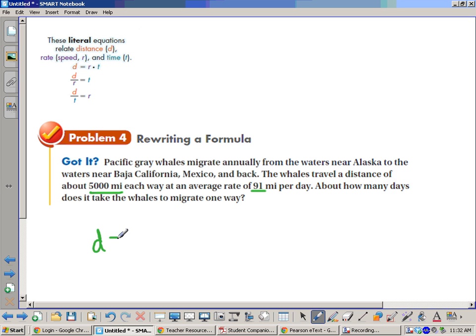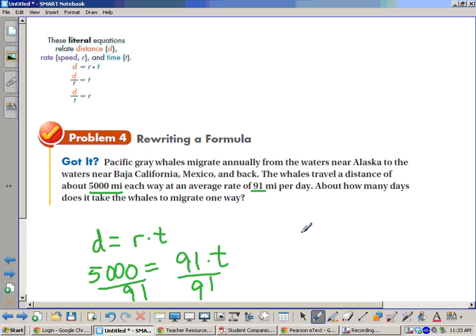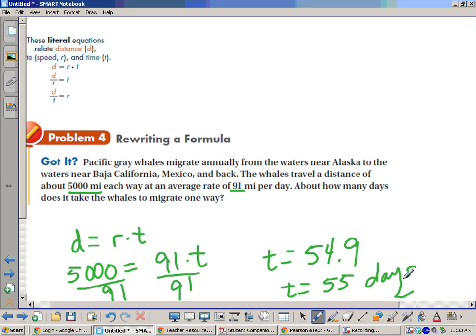So we're going to use the distance formula, d equals r times t, and we're going to substitute in our given information. So 5,000 equals, and they give us the rate, this is our speed, of 91 times t. So to solve, we're just going to divide by the rate to get 5,000 divided by 91, and we get a time of 54.9, or since we're talking about days here, we should round this. It's going to take 55 days traveling at that rate.